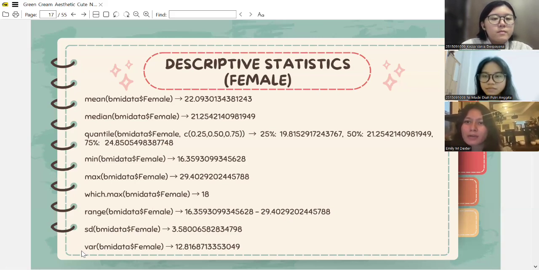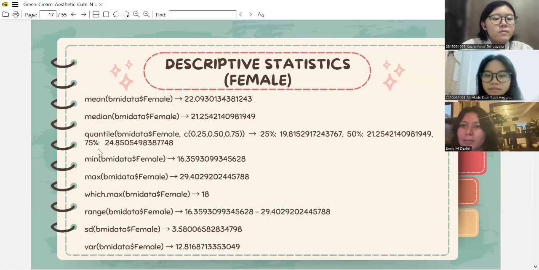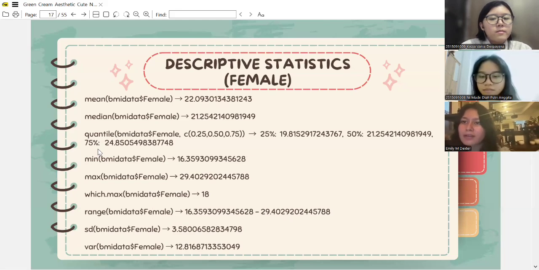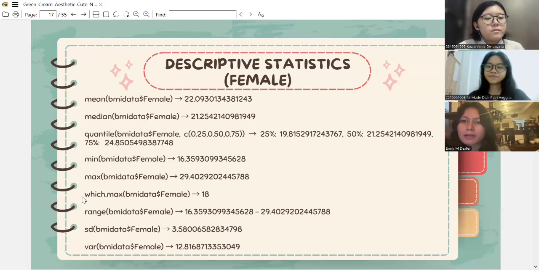So for the mean, it's 22. For the median, it's 21.25. And the quantiles for 25% is 19.8, 50% is 21.3, and the 75% is 24.6. The minimum is 16.35 and the maximum is 29.4. And the which.max is the 18th data, and the range is between 16.35 and 29.4. The standard deviation is 3.6 and the variance is 12.81.